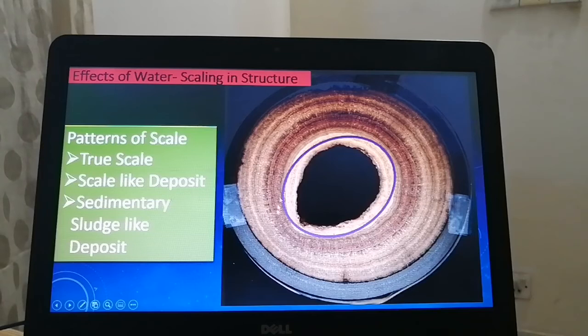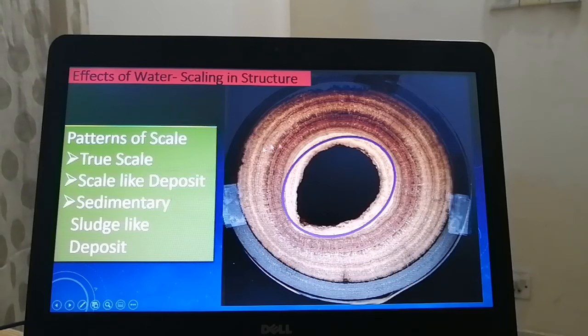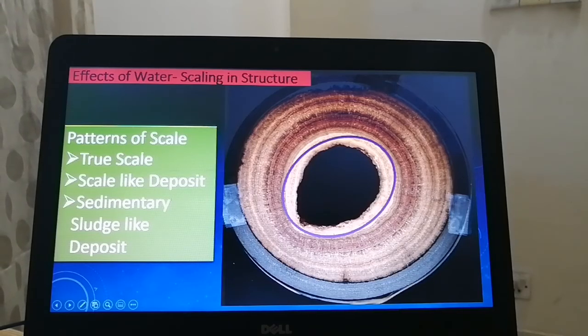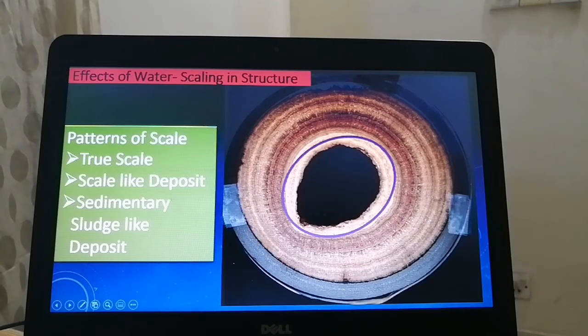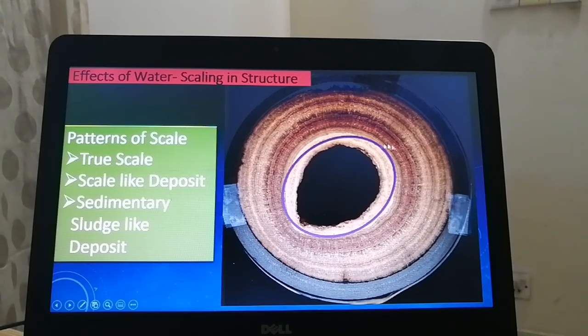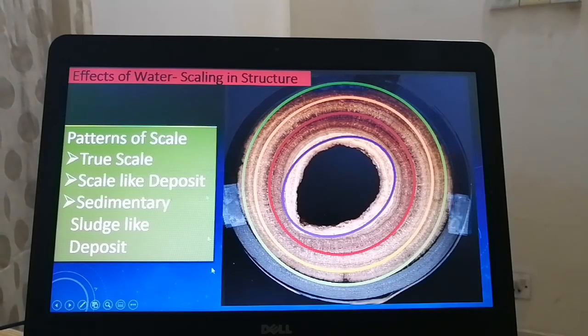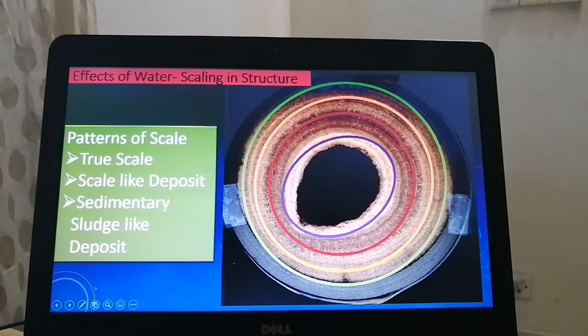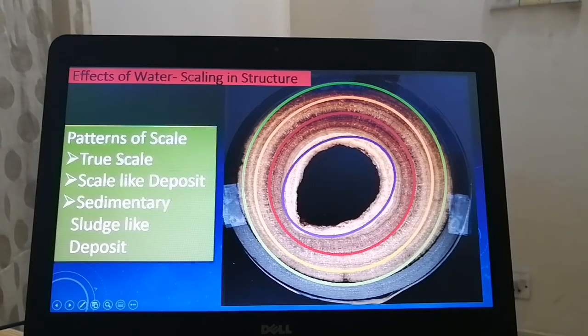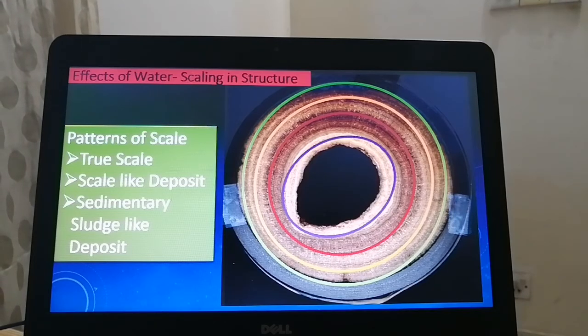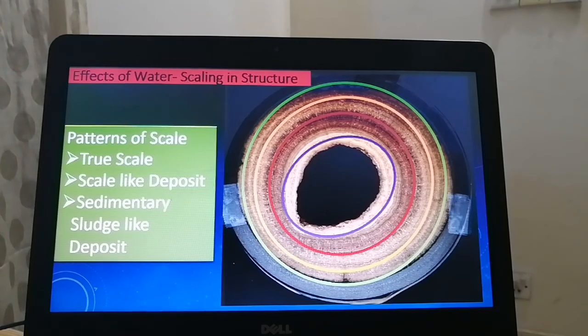But even in the inner layer, if we zoom in, we find a lot of layers. In this layer we will find these 3 kinds of scale, a true scale, scale like deposit, and some sedimentary sludge-like deposit. And within another layer, if you look closely, you can similarly classify more and more layers. This is how scale grows, and scale always grows in combination, depending on the water parameters, the pH, temperature, solubility, the ions, and many factors. That is how scale grows.